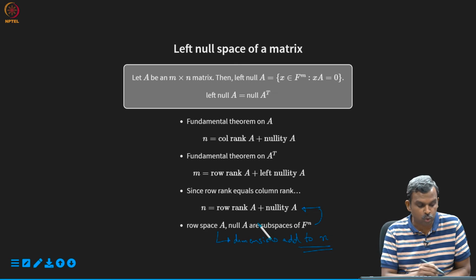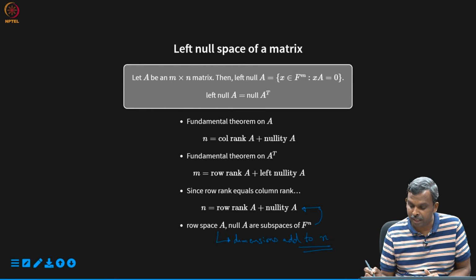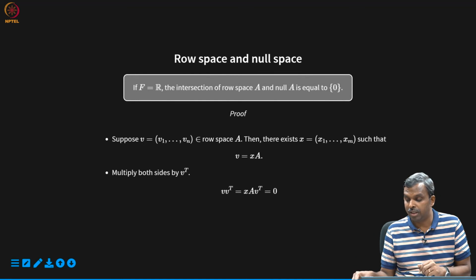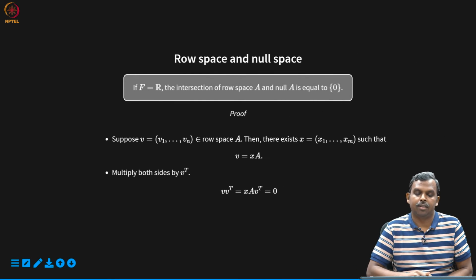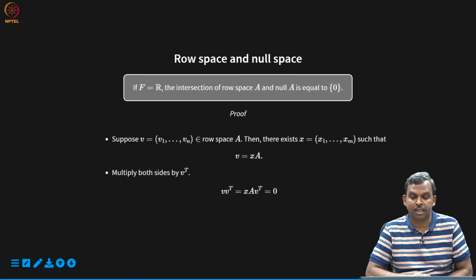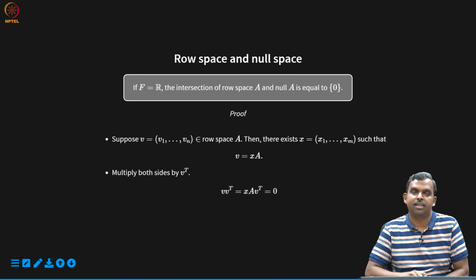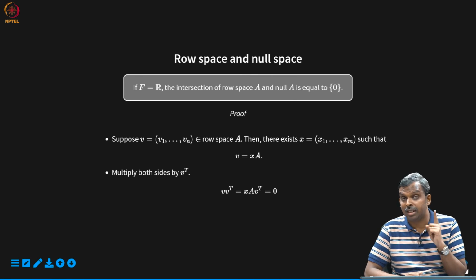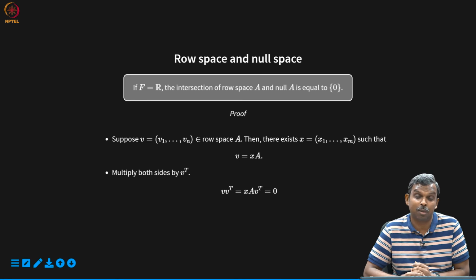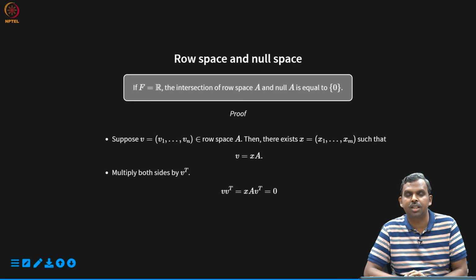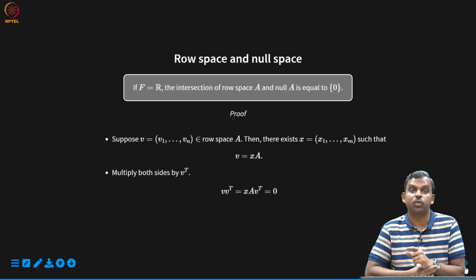It turns out it's true. Maybe not in general, but for when the field is real numbers, it's very much true. It turns out row space and null space cannot have an intersection, when the field is real numbers. This condition, that the field is real numbers, is very important. If you relax that condition, this will not be true anymore. And for the real space, the proof is also very easy.